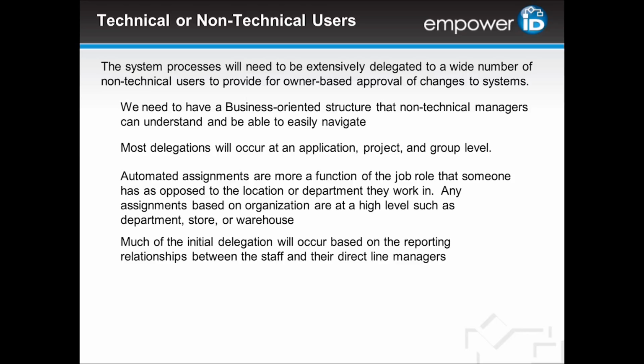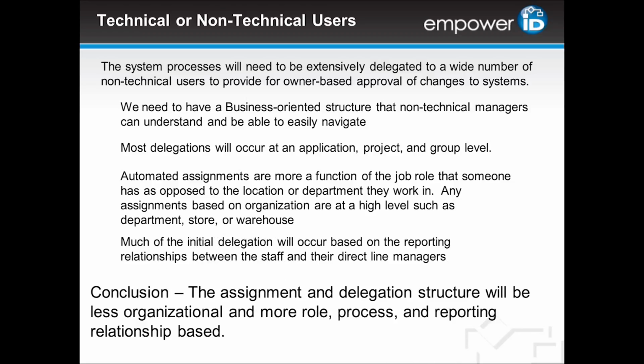Now, much of the initial delegation will occur based on the reporting relationships between the staff and their direct line managers. And so what we're seeing from this information so far is that the assignment and delegation structure will need to be less organizational and more role, process, and reporting relationship based. And it is going to have to be structured in a business orientation so that the non-technical staff can use the system effectively.